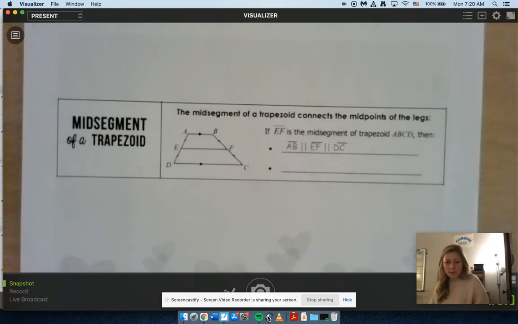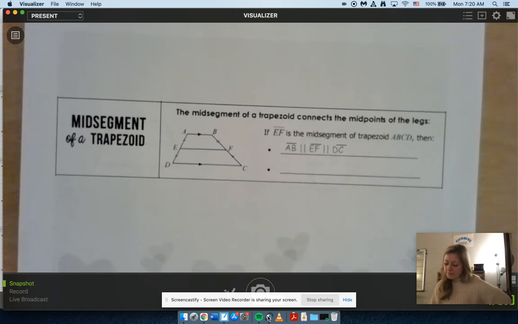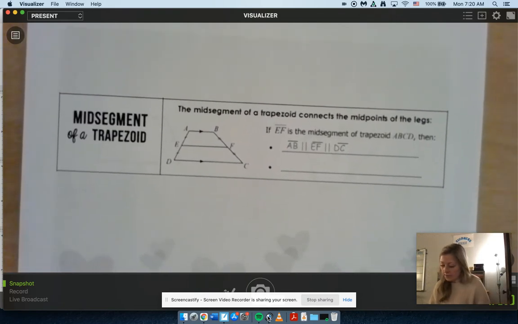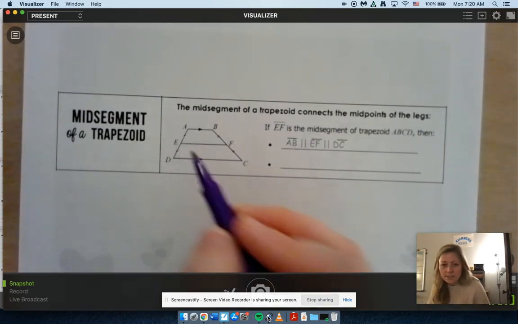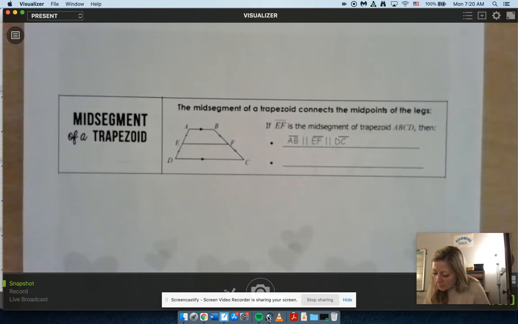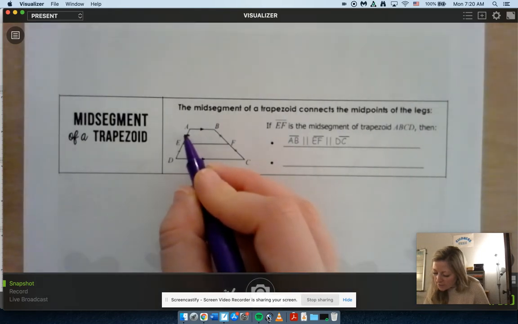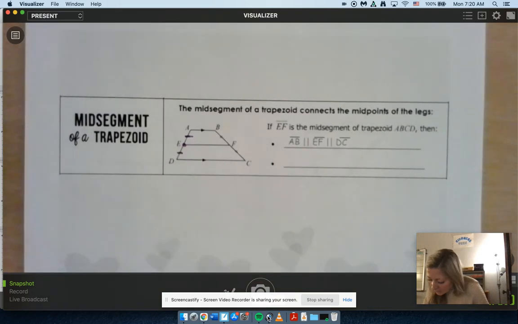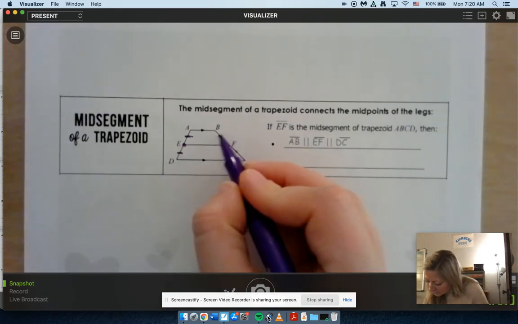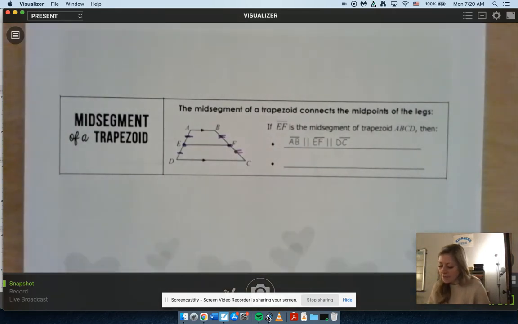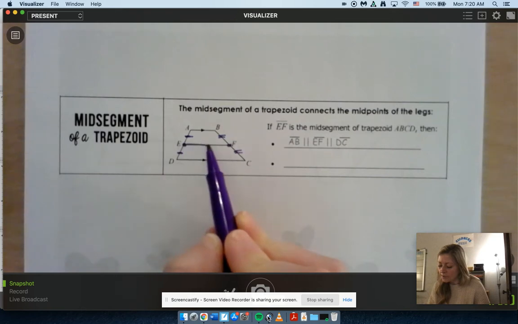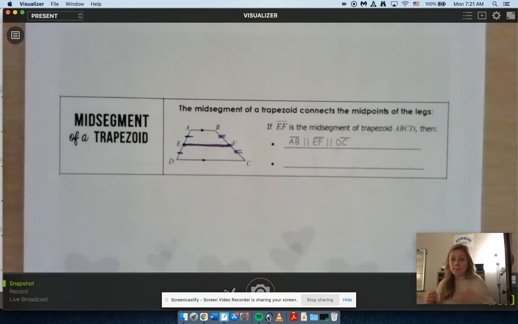Okay, we're going to change gears a bit, and we're going to talk about a mid-segment. So the mid-segment of a trapezoid connects the midpoints of the legs. So if we look at this picture, I know it's kind of hard to see here, but we know this is the midpoint because we have AE being congruent to DE, so E is the midpoint. And same thing over here, we have BF being congruent to FC, so F is our midpoint over there. And the mid-segment connects those two midpoints. It's kind of a nice, easy name to remember. Mid-segment is connecting the midpoints. We love when things kind of go together like that.